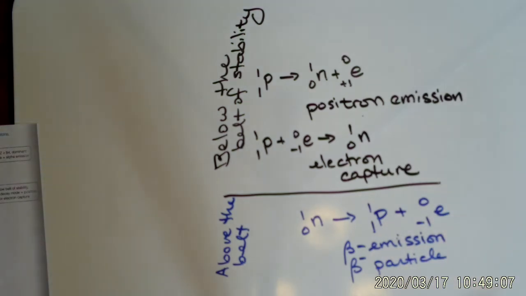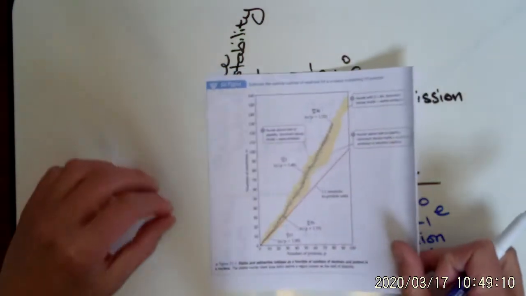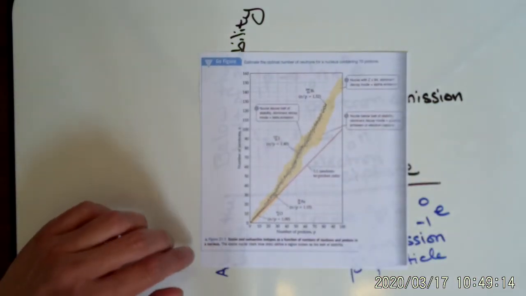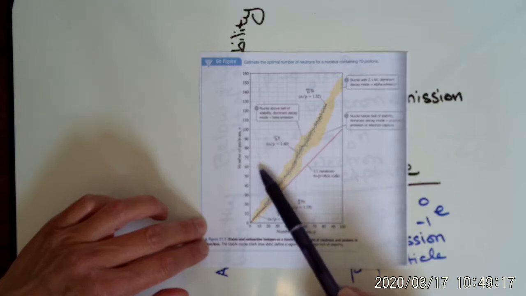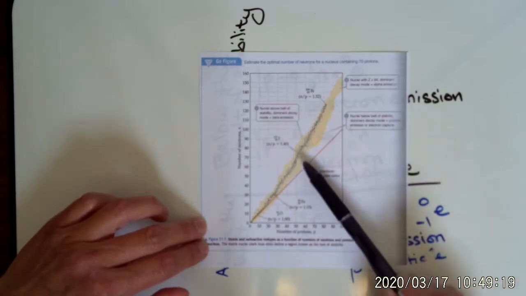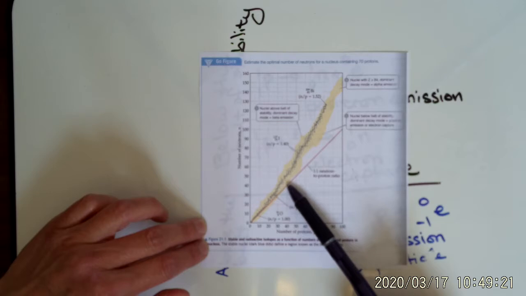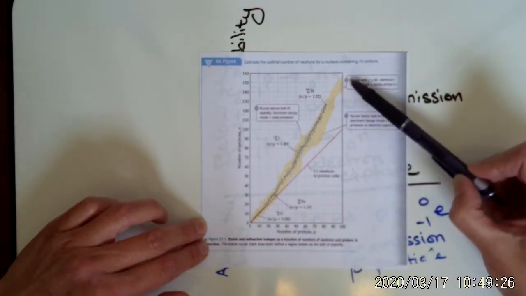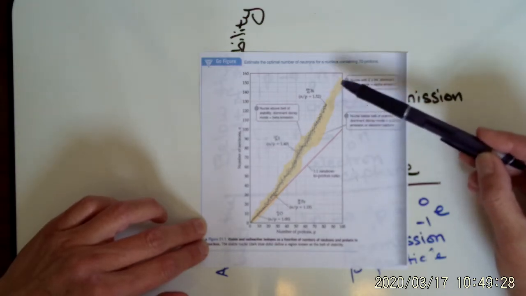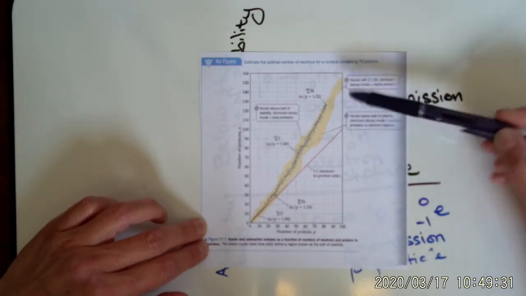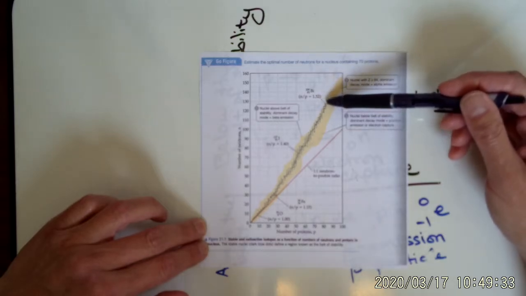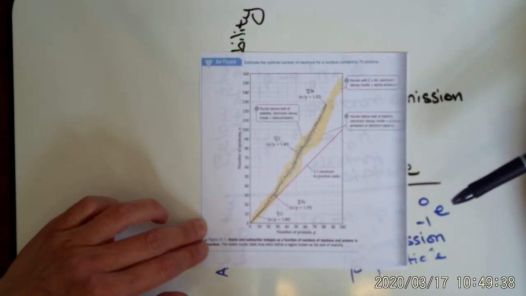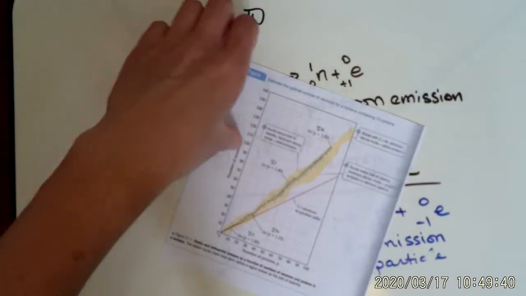Okay? So now that we know from your graph what happens above the belt, beta emission, and what happens below the belt, that's either positron emission or electron capture, what happens way up here where everything is radioactive? When you're way up here, you have too many protons and too many neutrons. So when you have Z greater than 84, all of these isotopes lose an alpha particle.